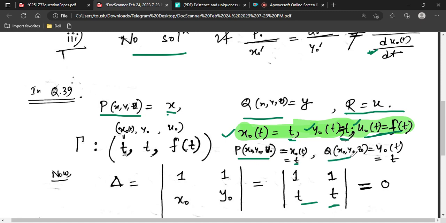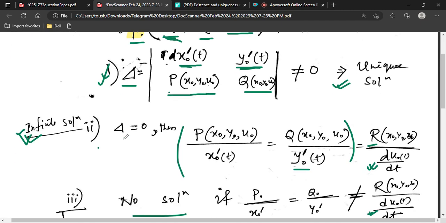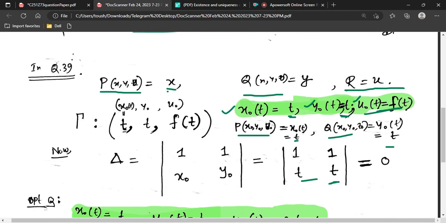Similarly, your q0 will be t, and your r0 will be u0, and this u0 is f of t, right? So your r is f of t. Now everything is in your hand. Now you just have to check by this formula. So first check the determinant.